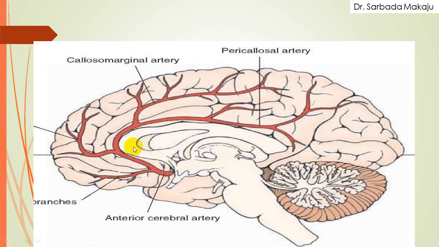Now within this, there is the presence of the artery. This is the anterior cerebral artery, which gives rise to branches, and this artery is known as the pericallosal artery.